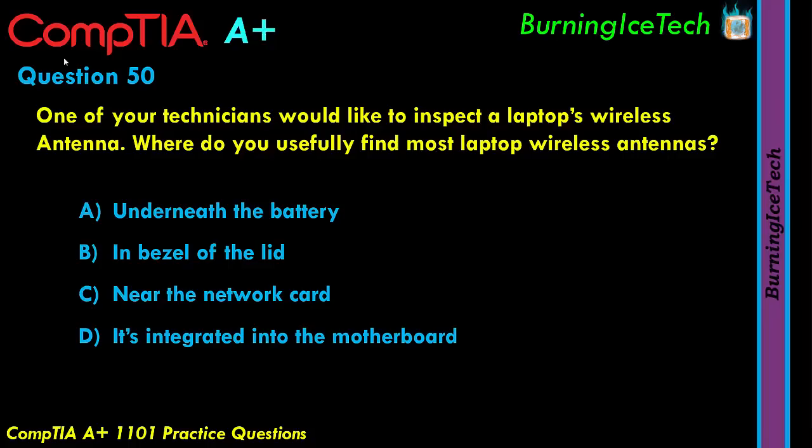Where do you guys think the antenna of a laptop is when it comes to connecting wirelessly to networks and all that? Is it A, underneath the battery? Is it B, in the bezel of the lid? So that's kind of like in the screen, behind the screen and next to your webcam and that kind of stuff. Is it C, near the network card? So that's in the actual body, underneath the keyboard and all that, maybe near your motherboard. Or is it D, integrated into the motherboard?